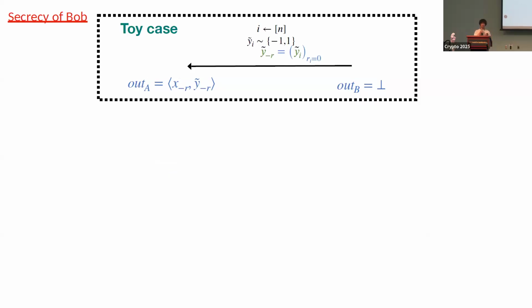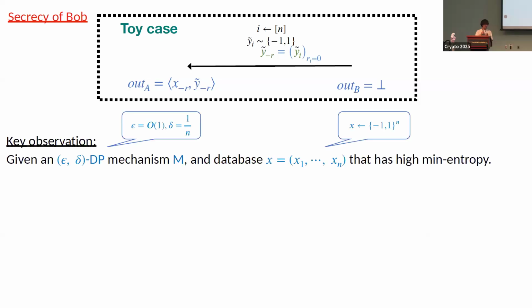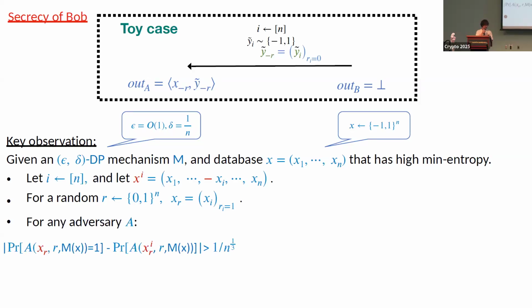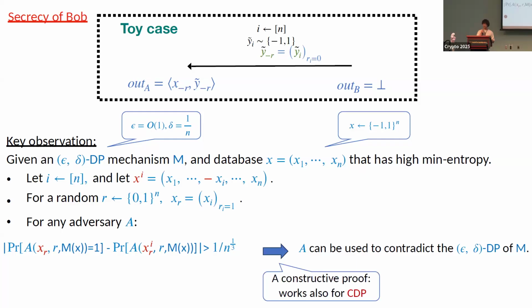For the secrecy of Bob, consider a toy case where Bob only adds noise to 1 bit. The key observation is that given a DP mechanism M and a database X that has high min-entropy, consider another vector X' that randomly flips 1 bit of X. Then for a random R, if there's any adversary that can distinguish X_R and X'_R with good probability, then it can be used to contradict the DP requirement of M. And this is a constructive proof, so it also works for CDP.